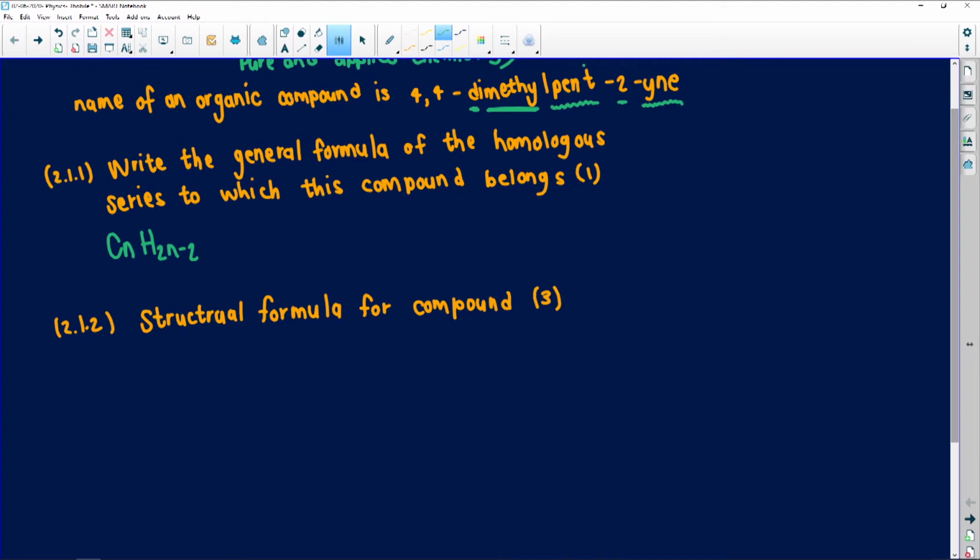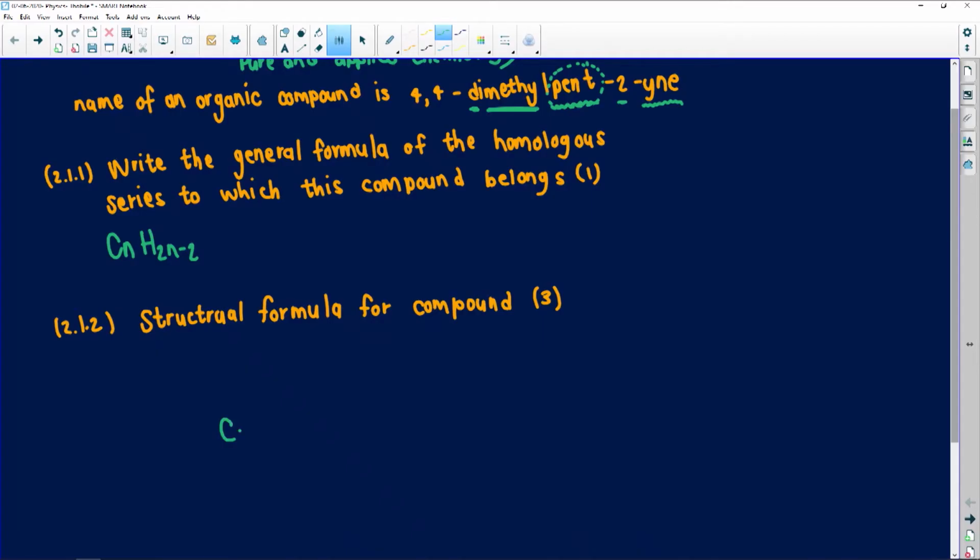Now, step number 1, the longest chain is pent. Now, how do we get that? It's eth, meth, prop, but, pent. Pent means there's 5 carbons. So I'm going to have 1, 2, 3, 4, and 5. And then on the 4th carbon, so now I'm just going to number it. I'm just going to write my numbers here. 1, 2, 3, 4, 5. So you could have actually numbered it in any way.